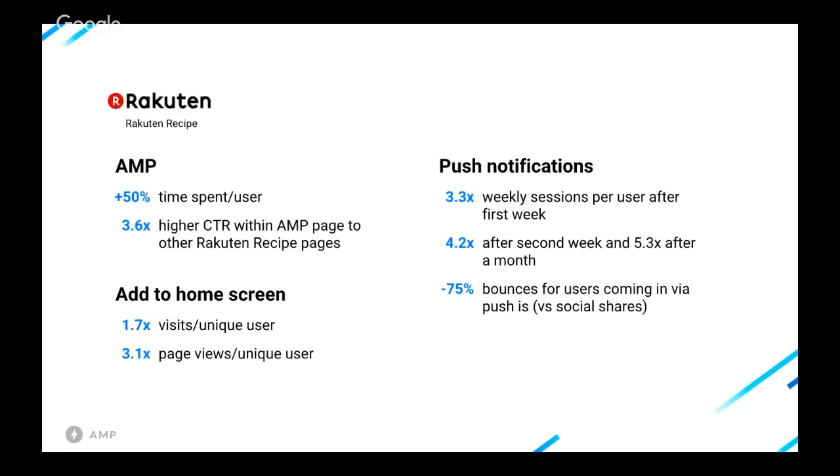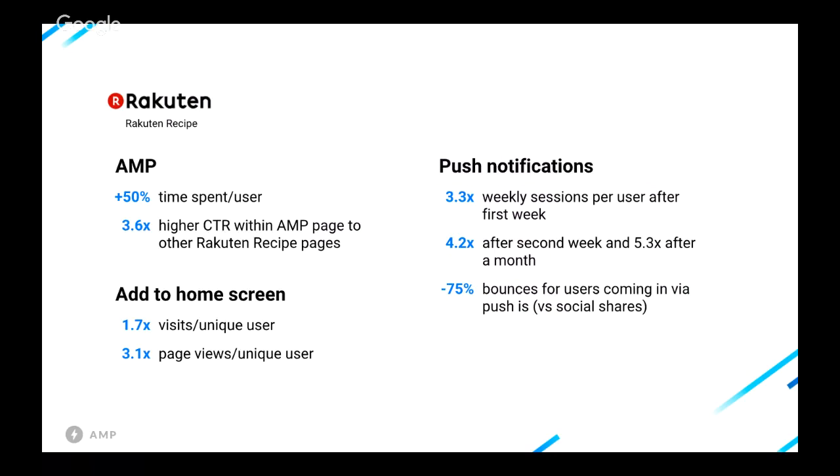Yeah, and a couple of KPIs here that we see. So yeah, as we said, right, the users spend more time on the page, actually 50% more time. The CTR on the AMP pages increased by 3.6 times, which is really, really good. And then as we mentioned as well, you have those PWA functionalities, namely push notifications and add to home screen.